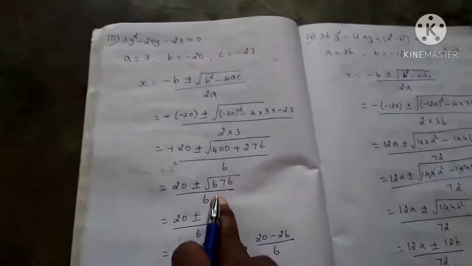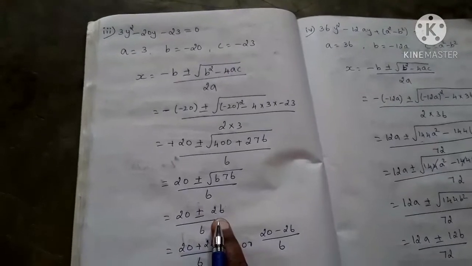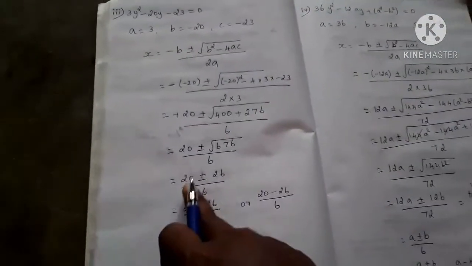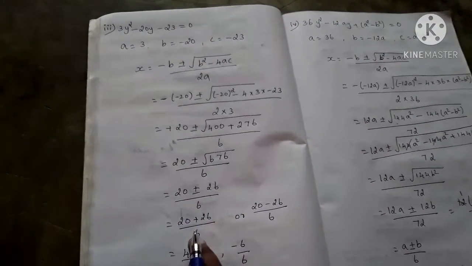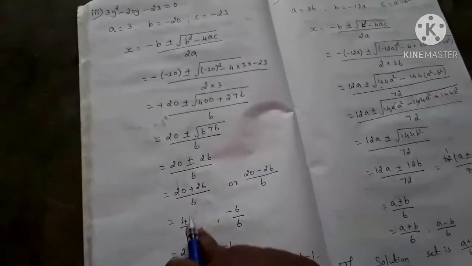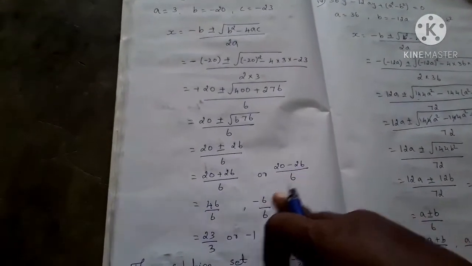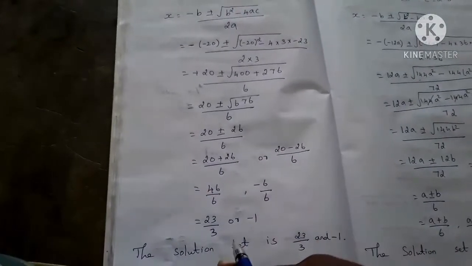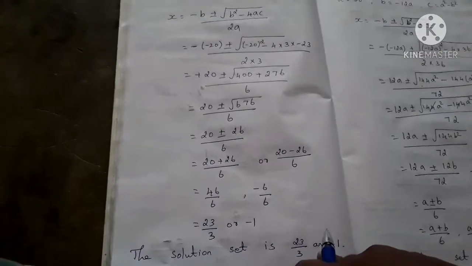Plus 276, so the total is 676. We take the square root of 676, it is 26, because 26 into 26 is 676. So 20 plus or minus 26, divided by 6. 20 plus 26 by 6 means 46 by 6, that is 23 by 3. 20 minus 26 by 6 is minus 6 by 6, it becomes minus 1. So our solution is 23 by 3 and minus 1.